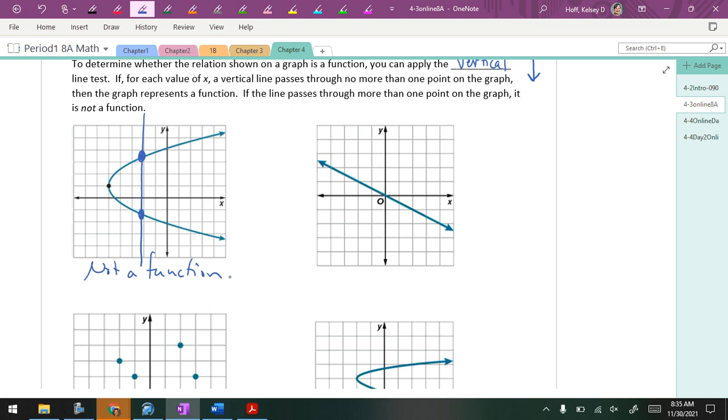Yes, it's a function. Lay your pencil down. Start next to the first side, slide it across to the other, keeping it vertical. Does it ever touch that graph more than 1 time? No. Yes, a function. No, not a function. Yes, a function.